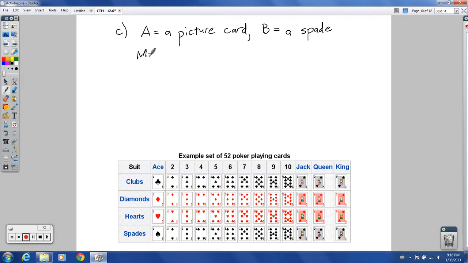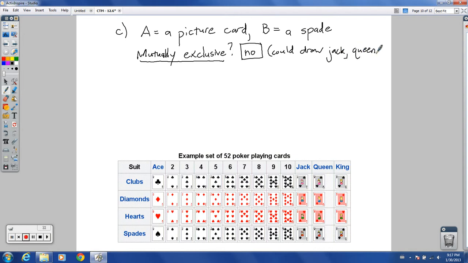Are they mutually exclusive? First question. In other words, is it possible to draw both a picture card and a spade? Yes, it is, because there they are right here. You can have the jack, queen, and king of spades. We have that overlap between the sets. So are they mutually exclusive? No. They can happen at the same time. So you could draw, let's write this down, jack, queen, or king of spades.